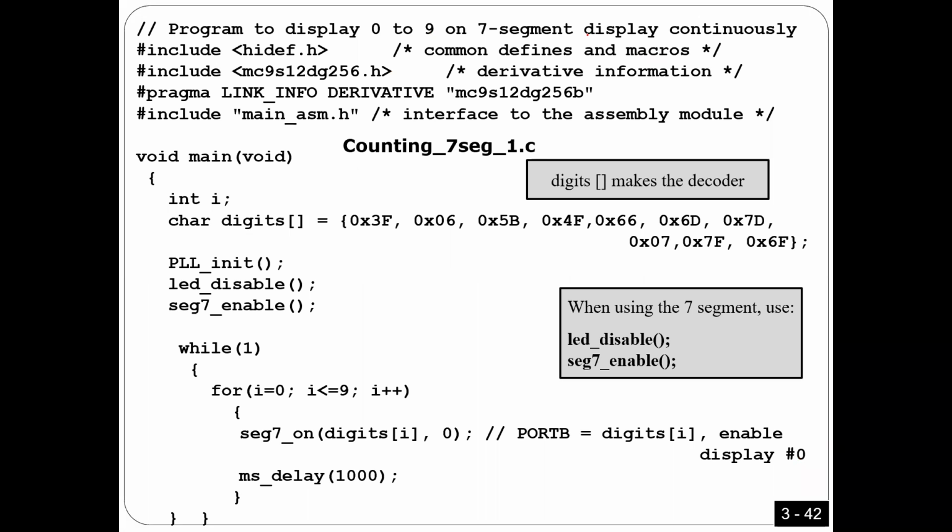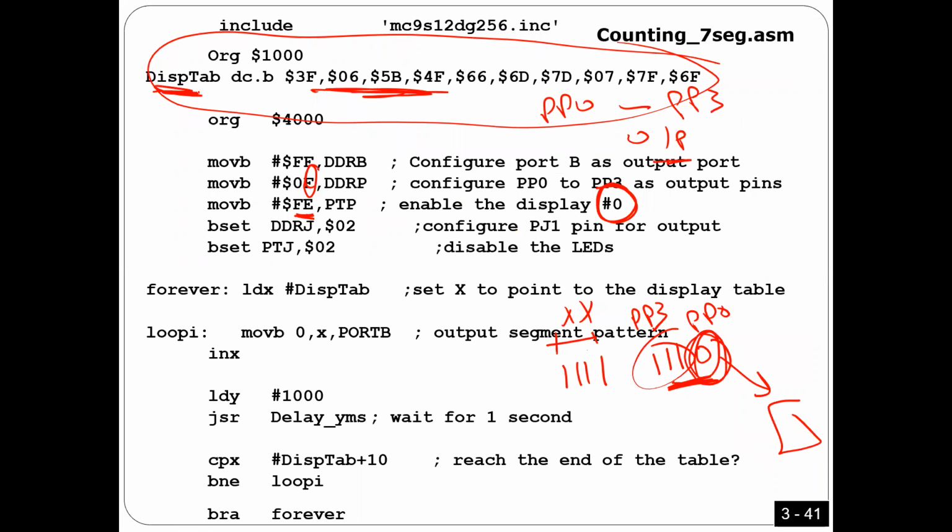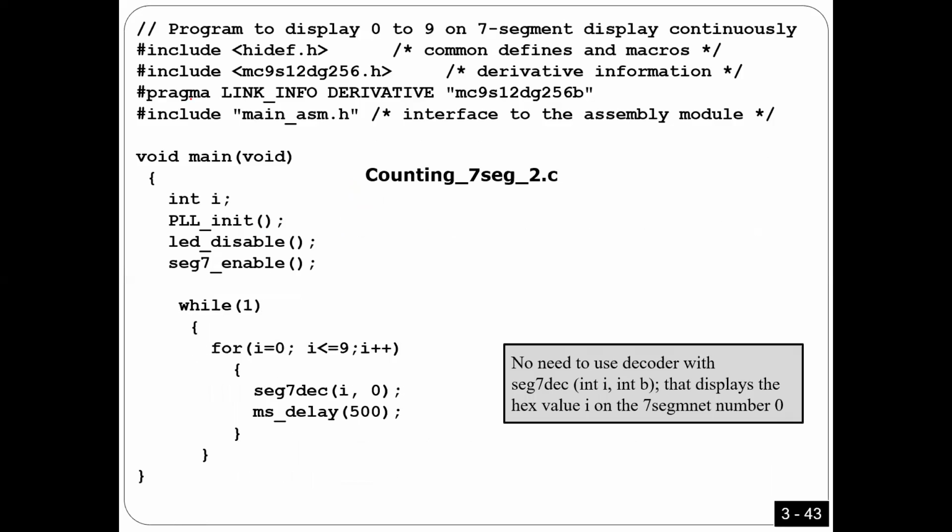Here I'm going to create an array. This array should have the codes. So this is the code for 0. If you want to display 0, this is what you have to send to port B. This is for 1, for 2, all the way to 9. So this array is exactly similar to the array we had in assembly. Okay, this is number 1.